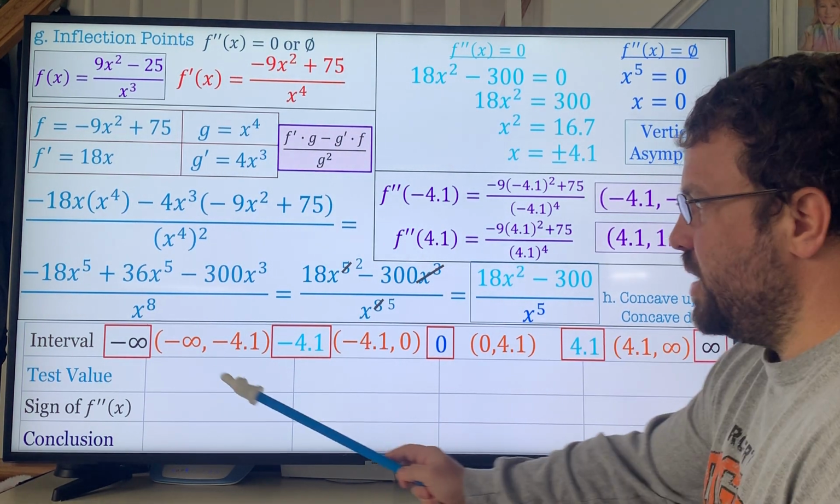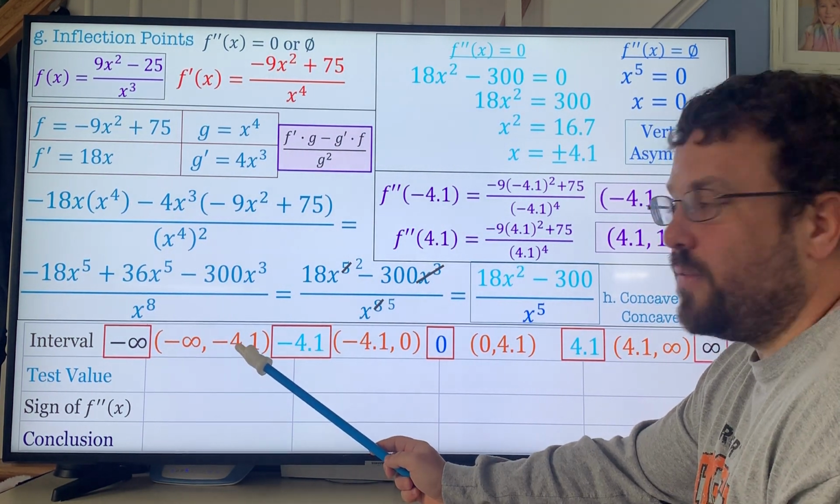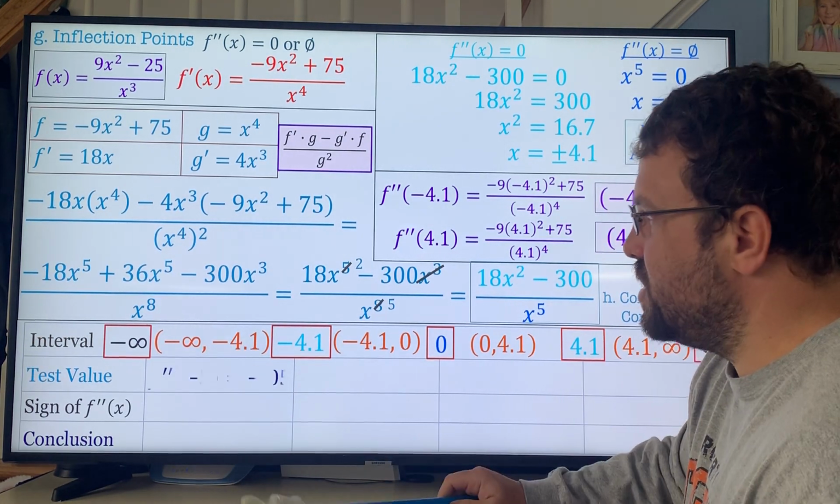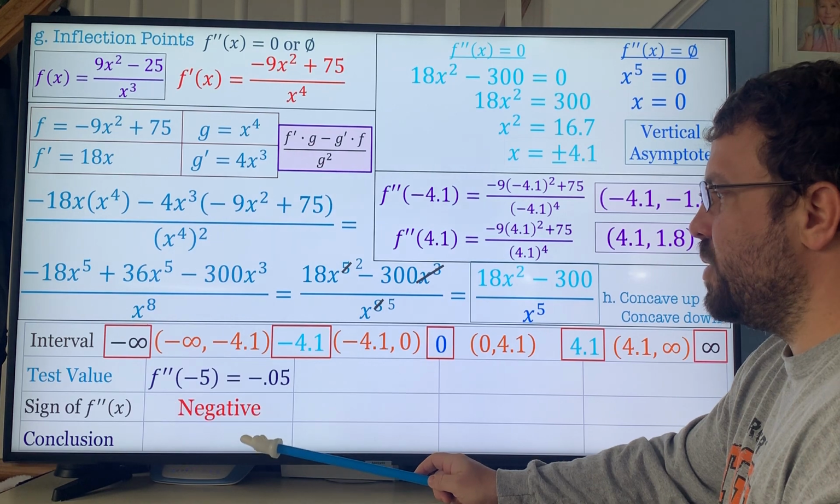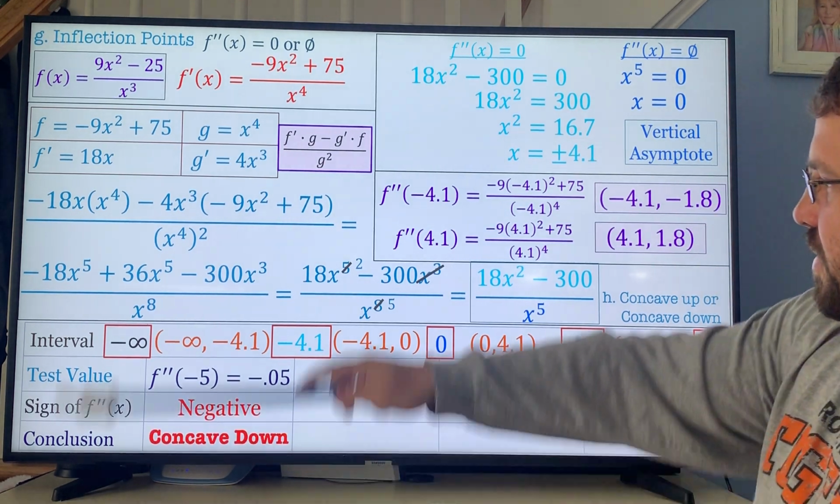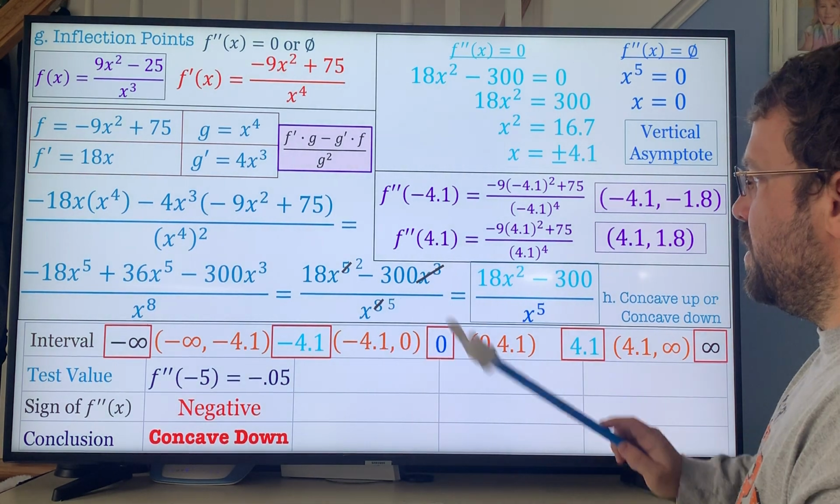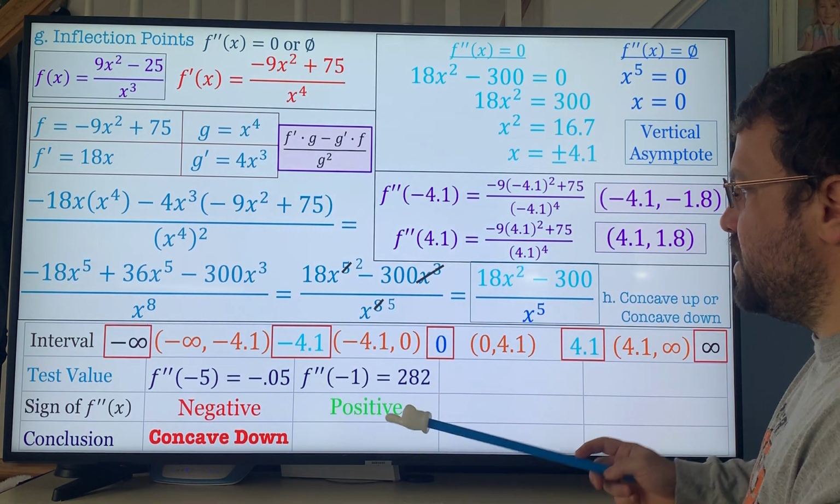Now to find the concavity: negative infinity to negative 4.1, negative 4.1 to 0, 0 to 4.1, and 4.1 to infinity. Finish the chart, which is very easy. Can't be negative 4, can't be negative 3, can't be 0, has to be negative 5 or less. So let's just go with negative 5. You get a negative number, which is concave down. So I have concave down up to this point. Negative 1, I get a positive, which is concave up.